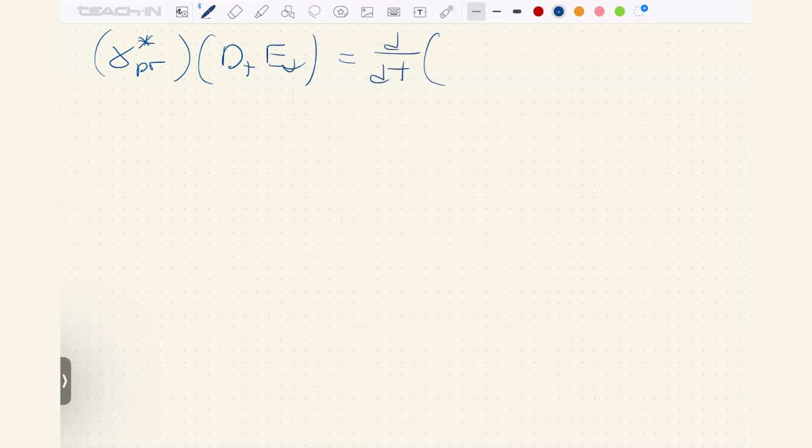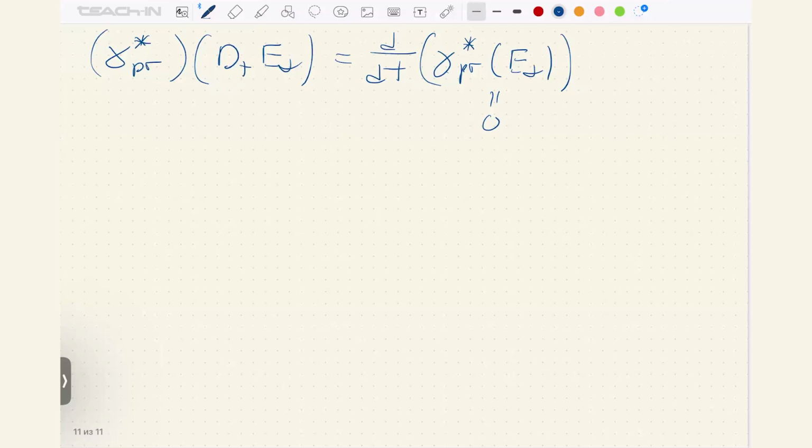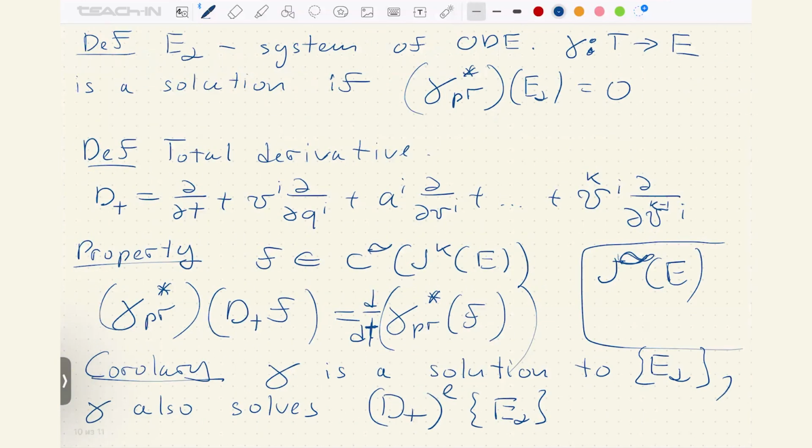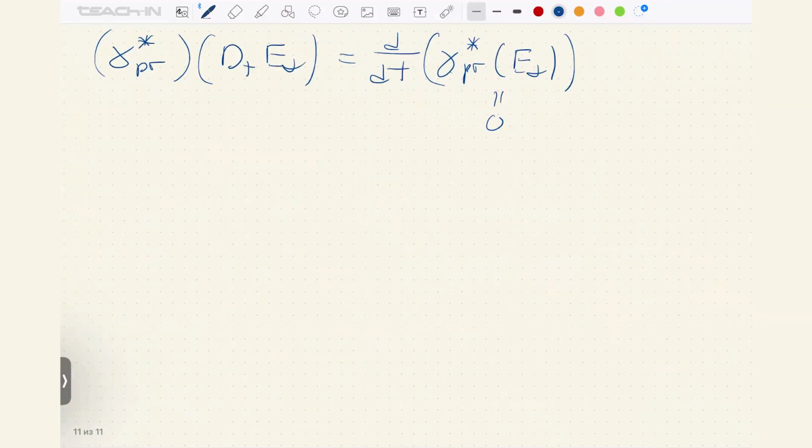So we know that gamma star prolonged of d_t E alpha. Do you remember that d_t commutes? So it's d_t of gamma star prolonged of E alpha. But this is zero, because by assumption gamma is a solution. So this thing vanishes, and then its time derivative also vanishes. So it means that you can always add differential consequences to your system.